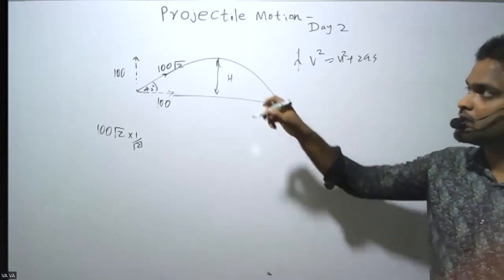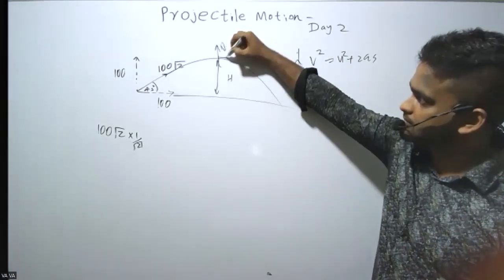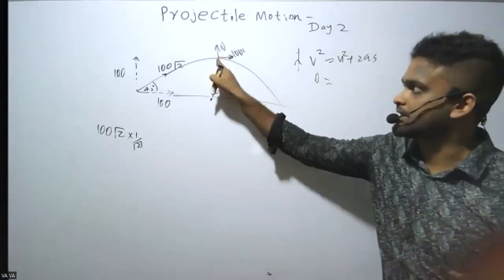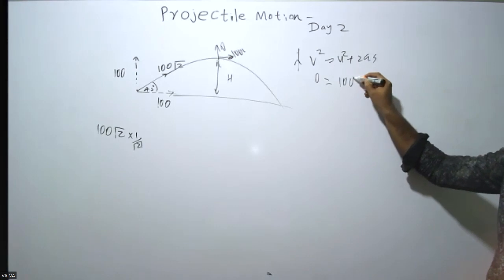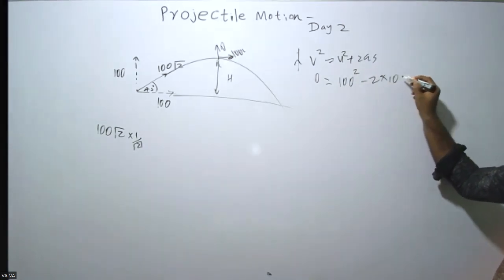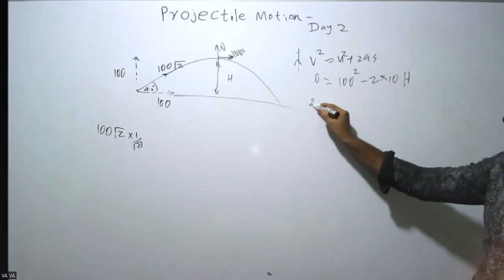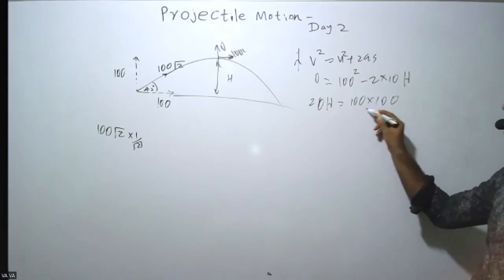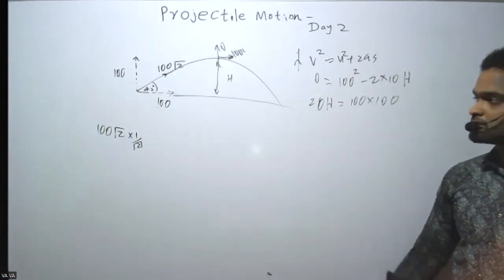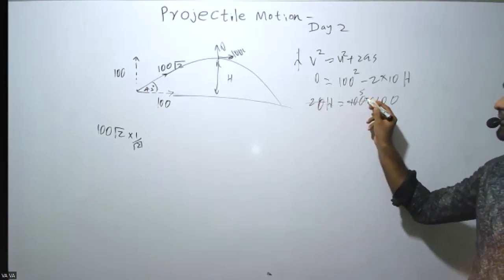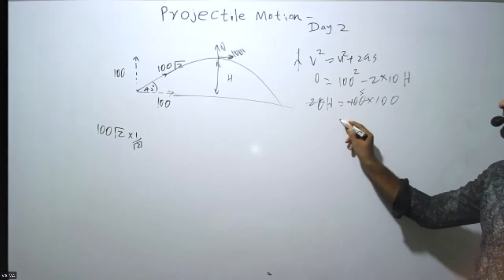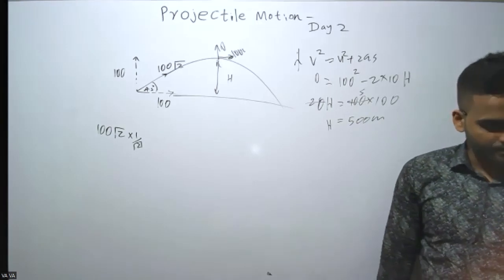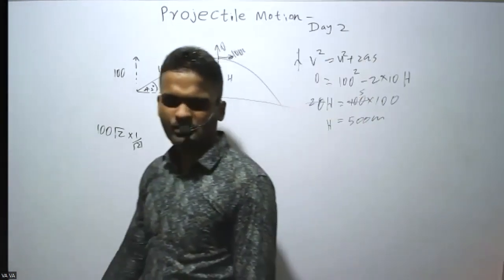Vertically, the vertical component is 0. Final velocity from here to here: initial velocity 100 squared minus 2 times 10 times capital H. So 20H is equal to 100 squared. Then divide by 20. So we have 5 times 100, which is 500. So the maximum height is 500 meters. Answer is the second one. That is the easy question, right?